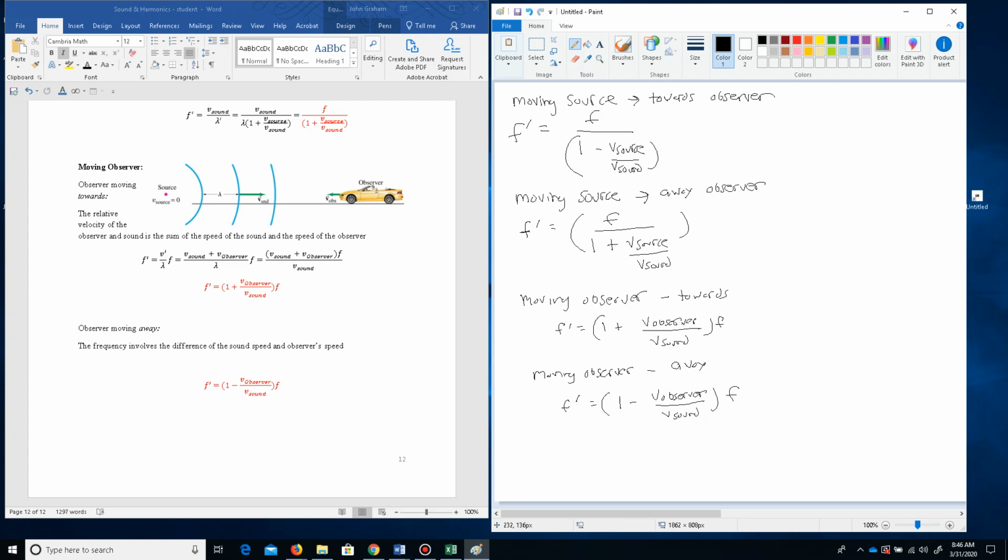Alright, so we have 4 equations depending on what is moving, the source or the observer. We're not going to go any further into that. We're not going to deal with both of them moving. This is enough for now.